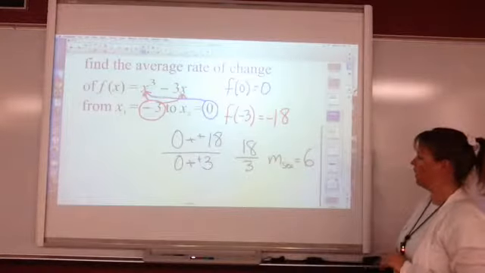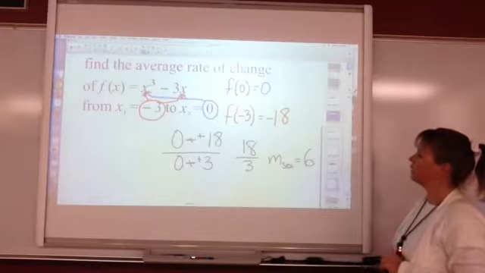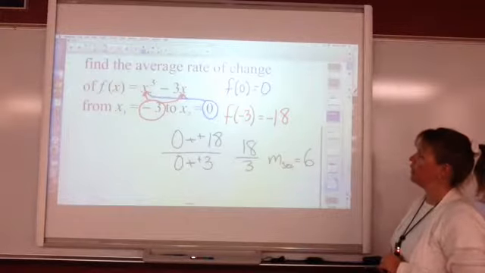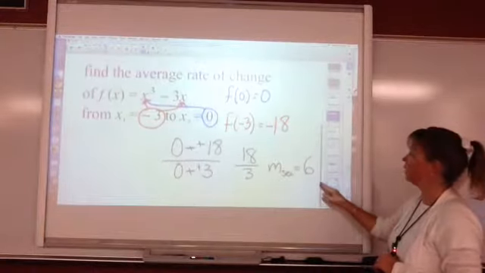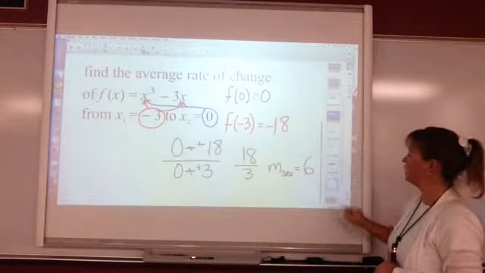6 over 1 if you had rise over run, but you have to reduce it all the way to just 6. So that would be the average rate of change of the graph. If you wanted to graph it, you could. I'm not taking the time.